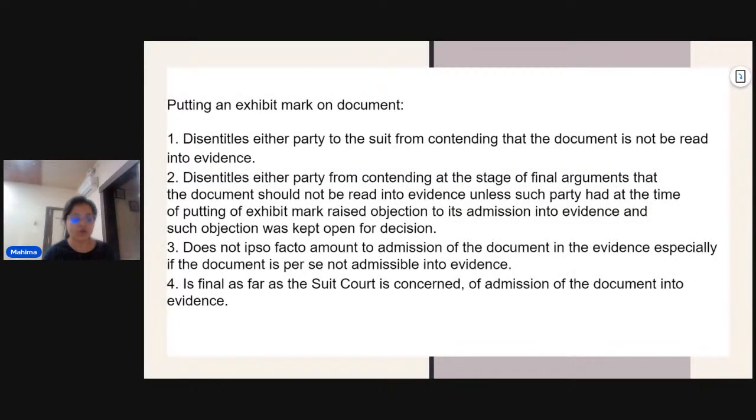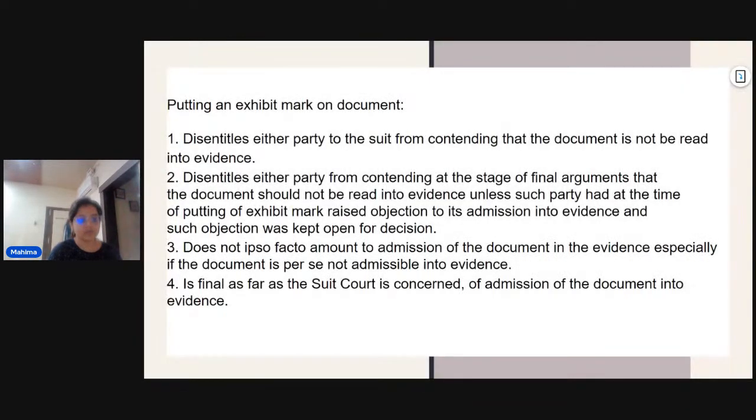Putting an exhibit mark on a document disentitles either party to the suit from contending that the document is not to be read into evidence; disentitles either party from contending at the stage of final arguments that the document should not be read into evidence unless such party had at the time of putting of the exhibit mark raised objection to its admission into evidence and such objection was kept open for decision; does not ipso facto amount to admission of the document in evidence, especially if the document is per se not admissible into evidence; is final as far as the suit court is concerned of admission of the document into evidence. Putting an exhibit mark on the document.